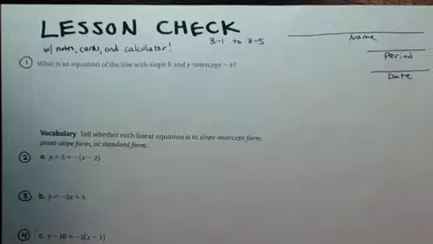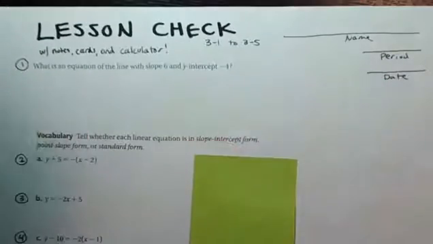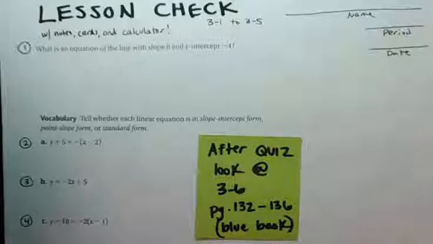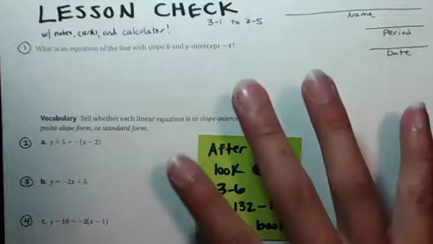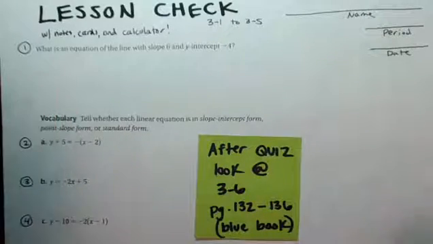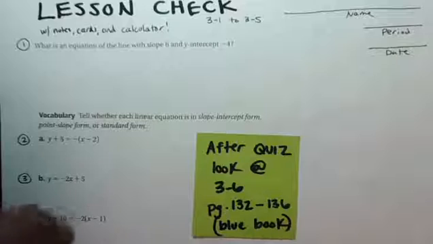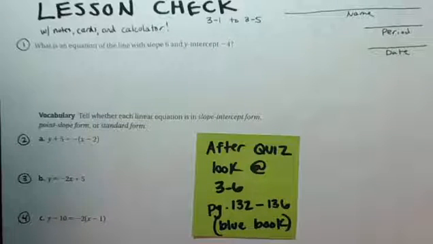You can also look at 3.6 in your homework hotspot book. So after the test, or after the quiz, sorry, you will be looking at 3.6 in your book, which is page 132 to 136 in your blue book underneath your desk. Okay, so again, you're working on this independently. You can use your calculator or your notes. Spread out or get your blue privacy board. Make sure you explain everything that needs to be explained. Turn it into the tray, and then you will be looking at and reading the notes over 3.6, which discusses parallel and perpendicular lines. Okay, good luck, and we will see you later.